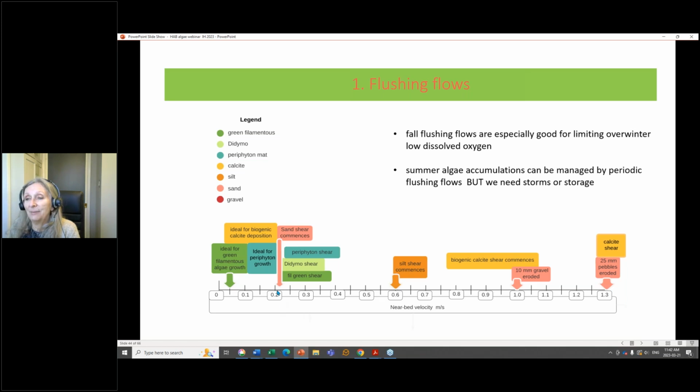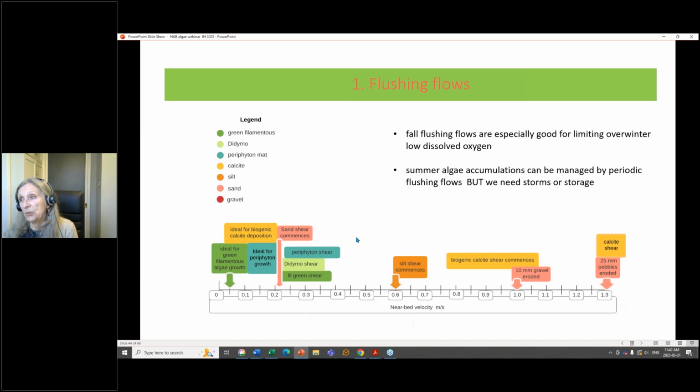I always think it's kind of fun that sand shears before silt, because silt likes to stay glued together. But by this point, where you're at 0.3 and 0.4 meters per second, the algae will start shearing off the substrate and be rinsed off. So obviously, initially, this is much worse for any intake on a river system, but these large velocities basically push a reset button and the algae is gone and has to start building back up again.